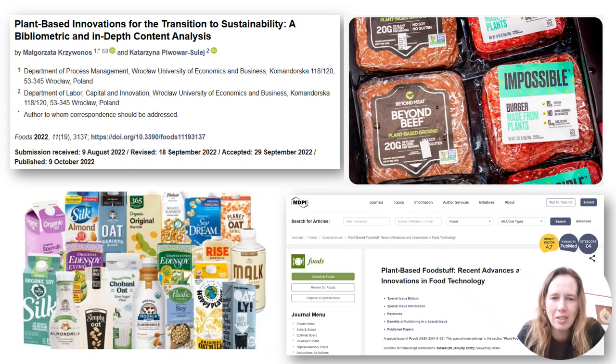And we have another publication here talking about plant-based foodstuff. This was a special edition from a journal talking about different types of plant-based foodstuffs and discussing shelf life, the raw material sources, etc.